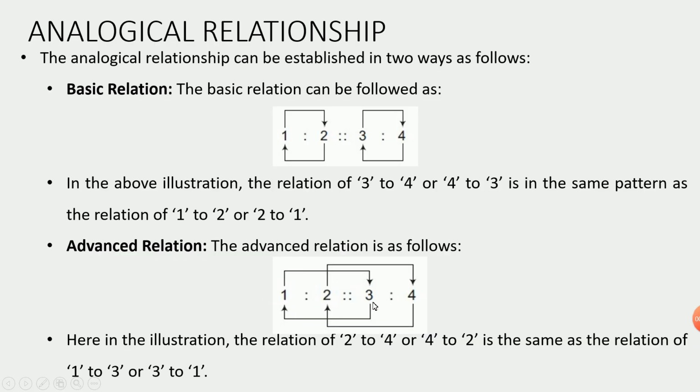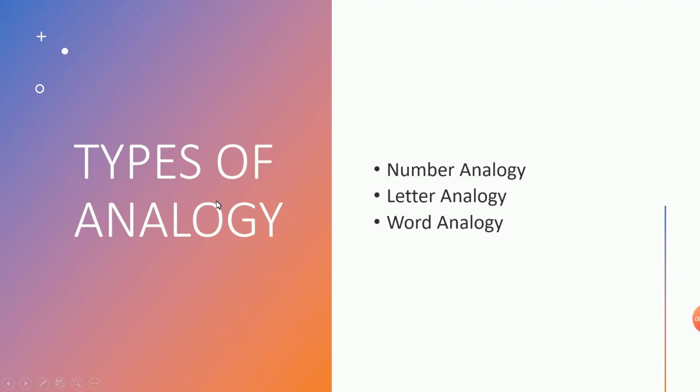So 1 is related to the third term. Now, based on the relationship between 1 and 3, you have to find the exact word or number for the second and fourth term. So these are the two types of analogical relationships in an analogy. So next is types of analogy.